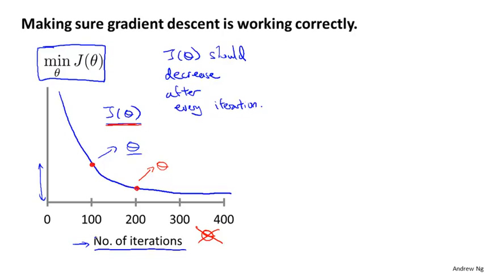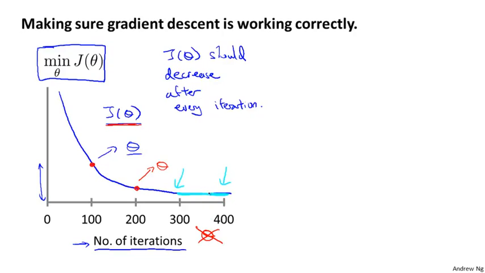And one useful thing that this sort of plot can tell you is that in the specific figure that I've drawn, by the time you've gotten out to maybe 300 iterations, between 300 and 400 iterations, it looks like J of theta hasn't gone down much more. So by the time you get to 400 iterations, it looks like this curve has flattened out. And so way out here at 400 iterations, it looks like gradient descent has more or less converged because your cost function isn't going down much more. So looking at this figure can also help you judge whether or not gradient descent has converged.